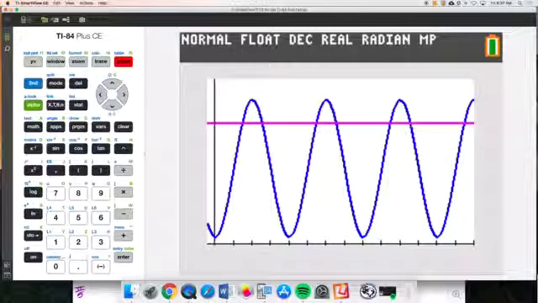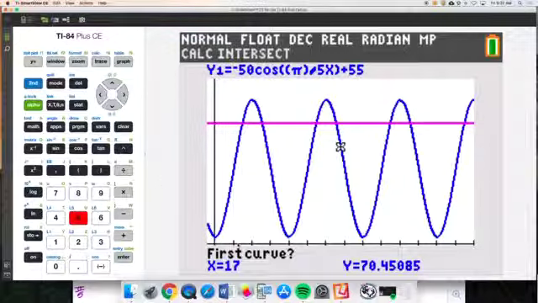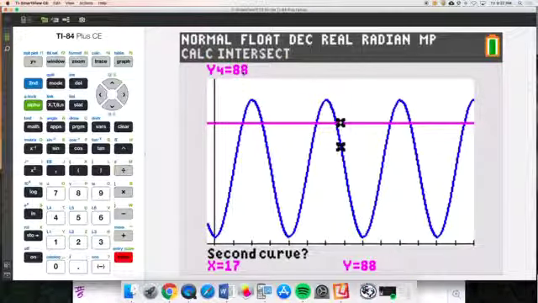That's it right there. So how do we find points of intersection? Second trace, number 5. Okay, is this the first curve? Sure. Is that the second curve? It puts you on 88? Yeah. Is this my guess? Nope. If I hit enter, it's going to find this one. I want to find that one.